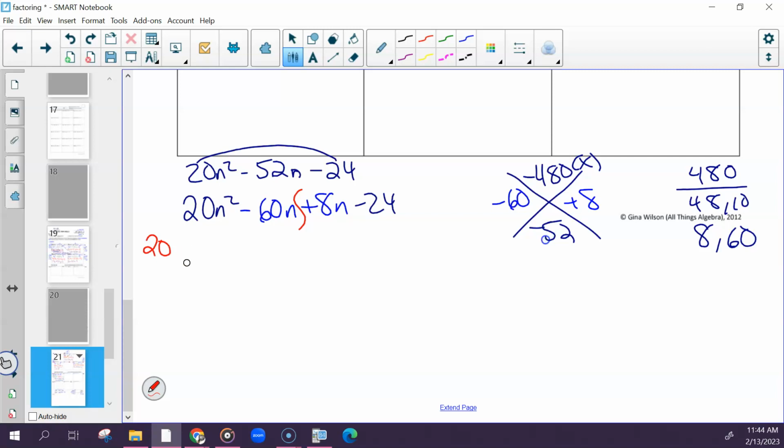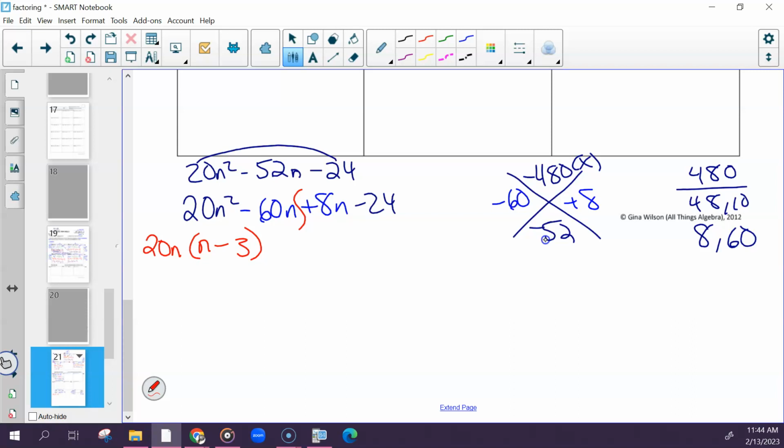N. We divide both of those by 20n, what would be left? N minus, what was that last one? 3. We're dividing it by 20.